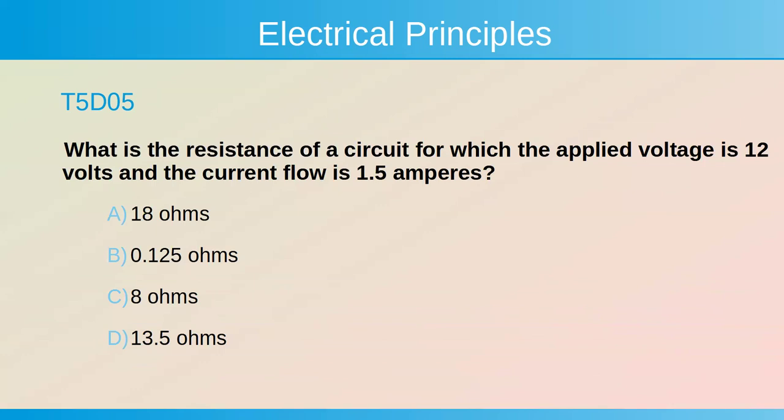What is the resistance of a circuit for which the applied voltage is 12 volts and the current flow is 1.5 amperes? Need your calculator?